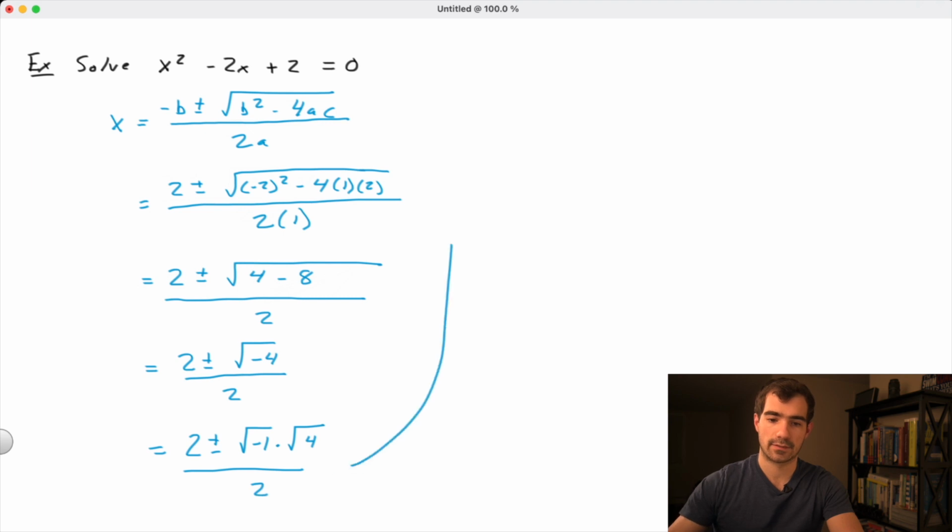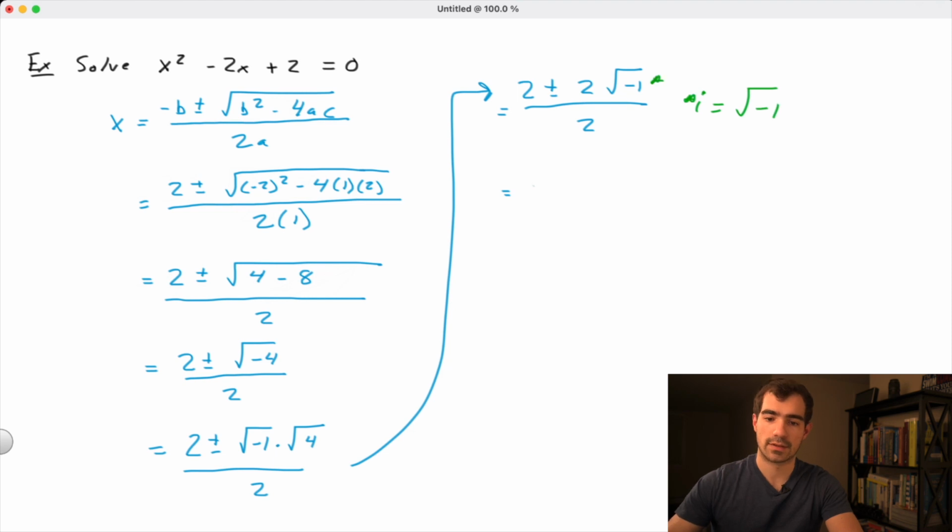I'll bring this up here for more space, or 2 plus or minus the square root of 4 is just 2, so this will be 2 times root -1 divided by 2. Because we've now defined i equal to the square root of -1, we know this to be 2 plus or minus 2i, all divided by 2, which we can then simplify by factoring out and canceling a 2, or 1 plus or minus i, right? We cancel a 2 from here, leaving us with 1, and here leaving us with 1, and so we have 1 plus or minus i.